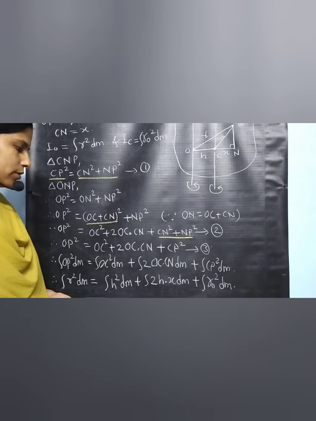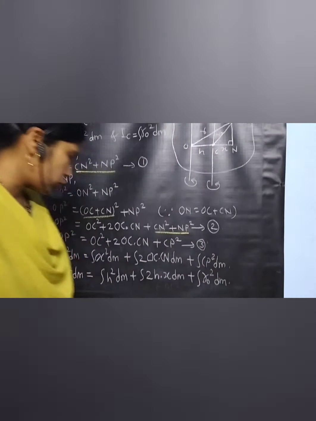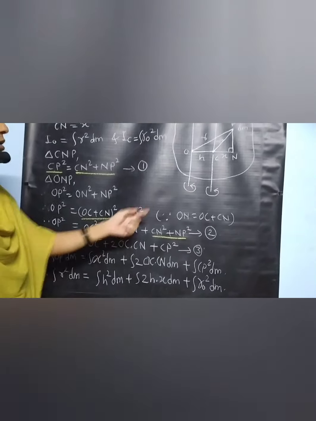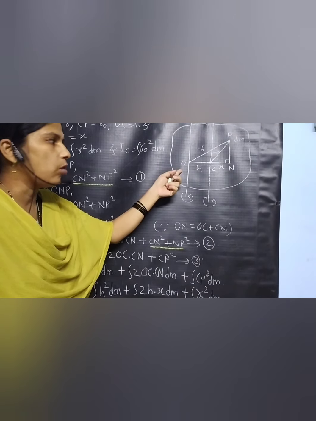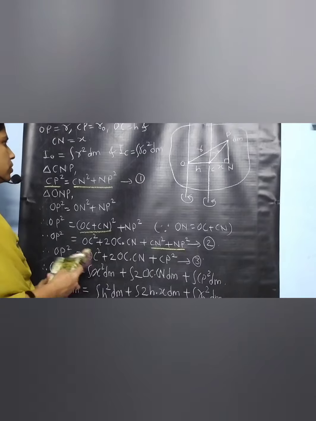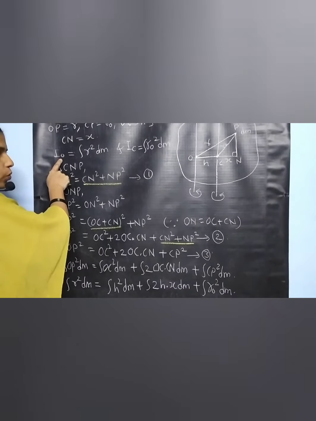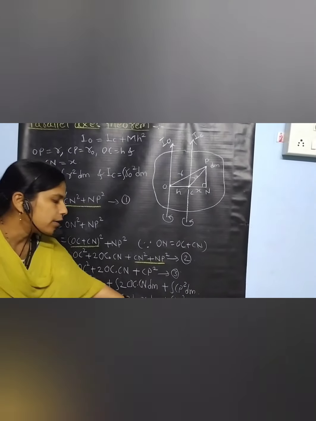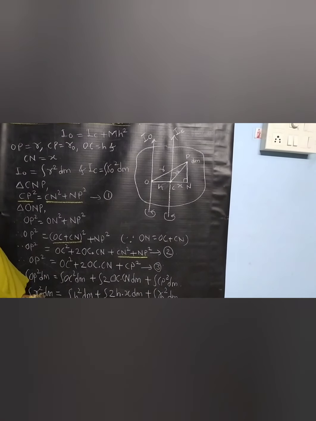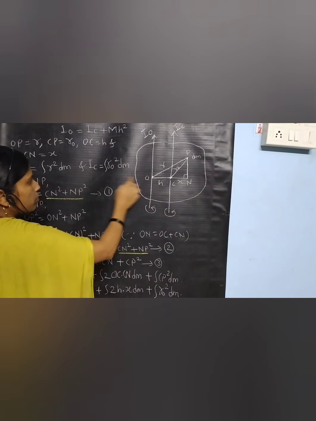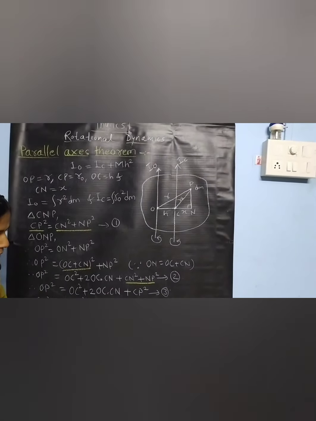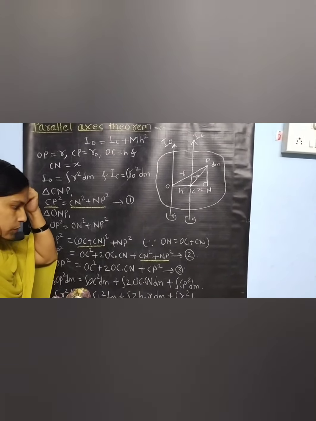Now, using this equation, we have to find out the terms. In this equation, integration of R square dm, where R is the distance of a point P from O, gives us the moment of inertia IO. And integration of R0 square dm, where R0 is the distance of a point P from the center of mass, gives IC. Using this, we have to write the equation.